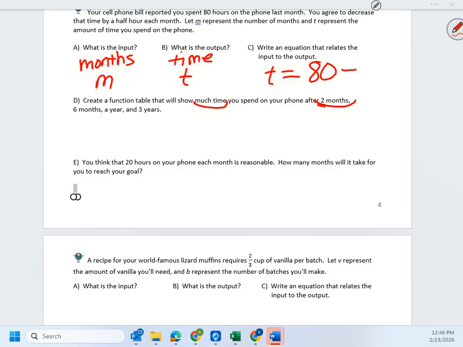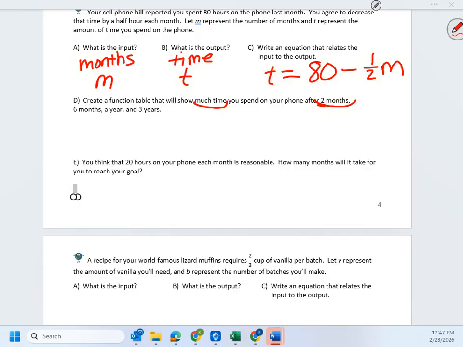Madeline? What am I going to subtract away from that 80 every time, Clara? Half of what? Half of what you got last one. Half of that month. Does that make sense, honey?